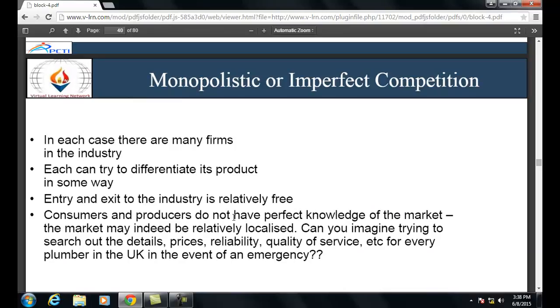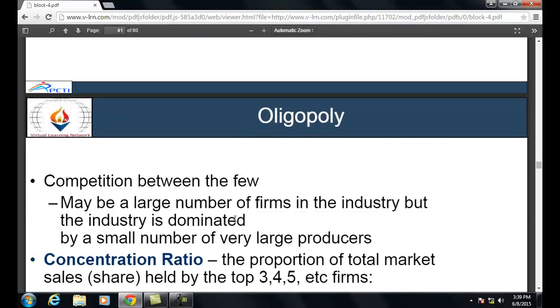Each can try to differentiate its product in some way. Entry and exit to the industry is relatively free. Consumers and producers do not have perfect knowledge of the market. The market may indeed be relatively localized. Can you imagine trying to search out the details, prices, relative quality of service, etc. for every plumber in the UK in the event of an emergency?